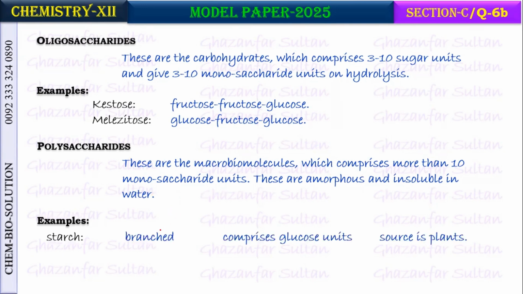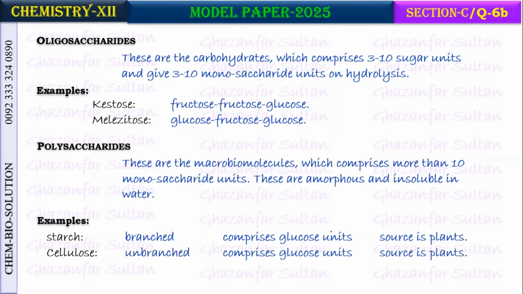Examples: starch is a branched polysaccharide. It comprises glucose units in a specific pattern. They join together, and the source is plants. Cellulose is an unbranched polysaccharide. It also comprises glucose units, but the bonding between two glucose units is different. And the source is again plants. The cell wall of plant cells is composed of cellulose.